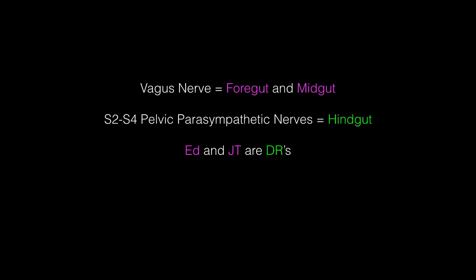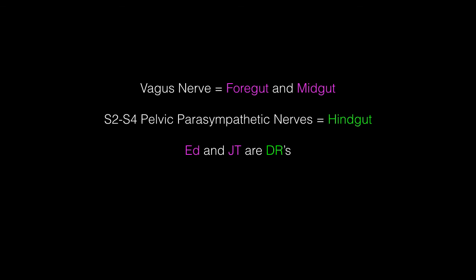So the vagus nerve innervates our foregut and our midgut organs. The foregut is the esophagus, the stomach, and the duodenum. The midgut is the jejunum, the ileum, the cecum, the ascending colon, and the transverse colon. So all of those organs are innervated by the vagus nerve, which comes all the way from the head. And then we have our hindgut, which is going to be innervated by the S2, S3, S4 pelvic parasympathetic splanchnic nerves. And our hindgut is the descending colon, sigmoid colon, and the rectum.